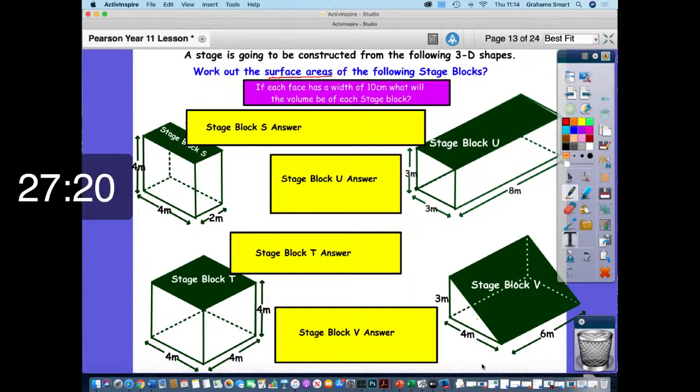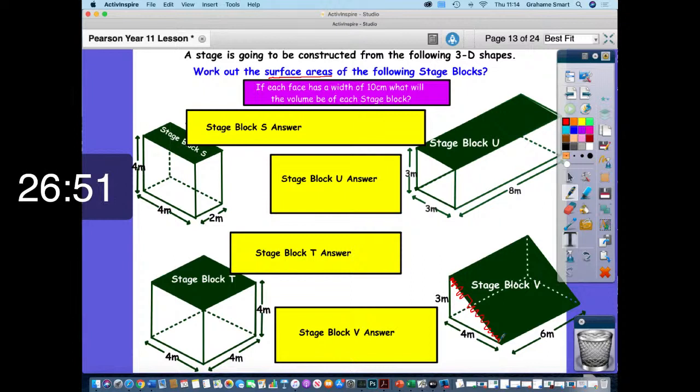Be careful with stage block V, because it's a triangular prism. As I said to you, you need to know this length here, and to work out this length you may need to use Pythagoras' theorem. Okay, that's a hint for you. So that is a trickier question. And then in purple, remember what purple means, something slightly trickier: if each face has a width of 10 centimetres, what will be the volume of each stage block? Okay, so that's something for you to think about.